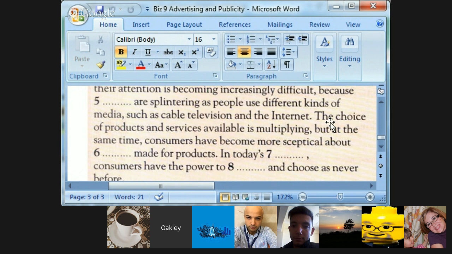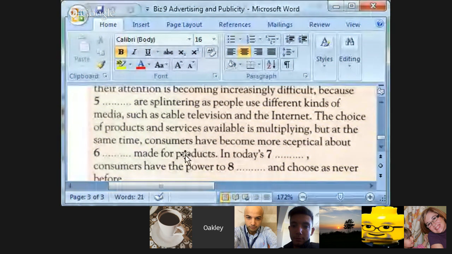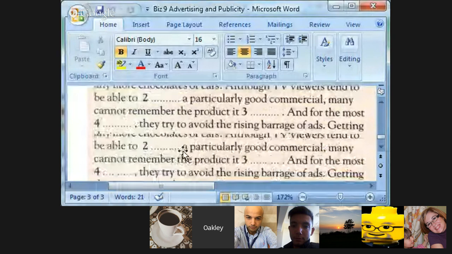Running out of time here. Sure. Kadir from The Choice. Yes, of course. The choice of products and services available is multiplying, but at the same time, consumers have become more skeptical about advertisement. I'm not sure. Advertisement, plural. Advertisements made for products. Maybe. Okay, that actually makes sense to me. All right.